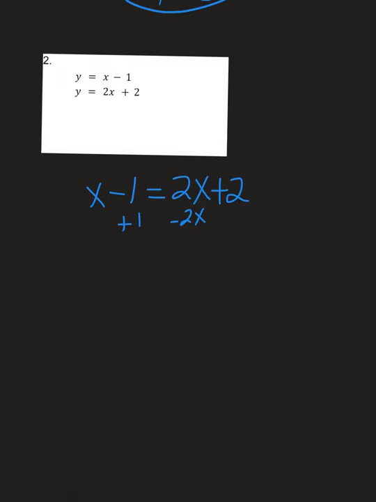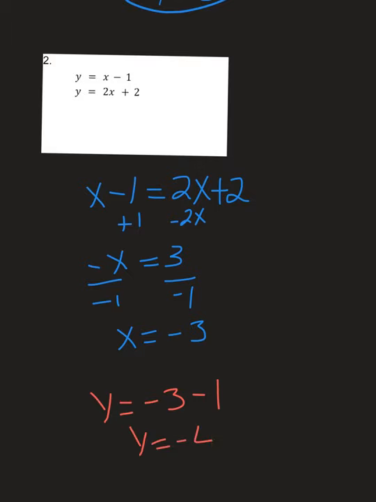And when we do this, we are going to get negative x equals 3, or when we divide by negative 1 to get positive x, x equals negative 3. And then what we need to do, once we find x or y, is plug it in so we can find the other variable. So we're going to plug it in, and we're going to get y equals negative 3 minus 1, or y equals negative 4.